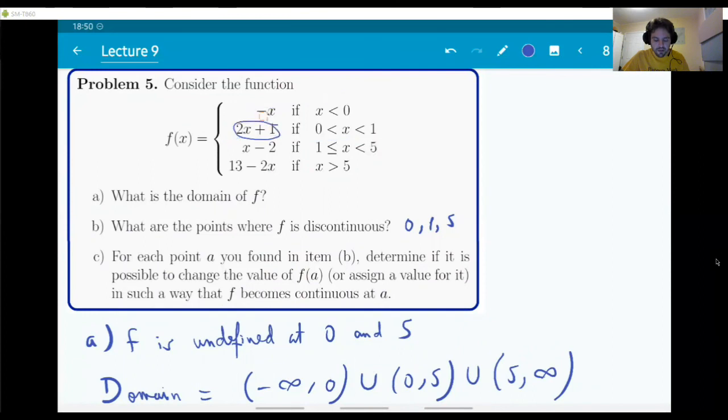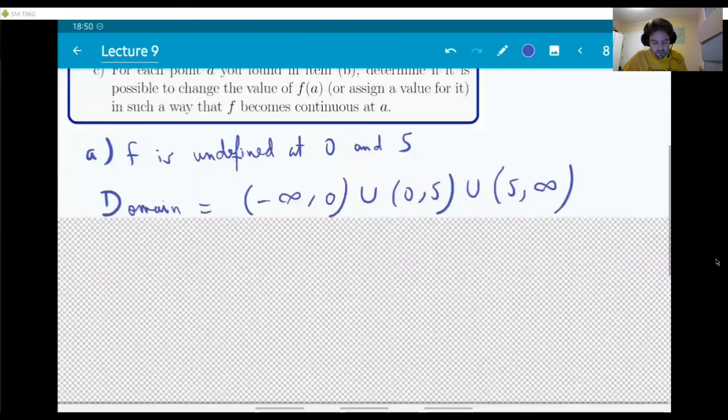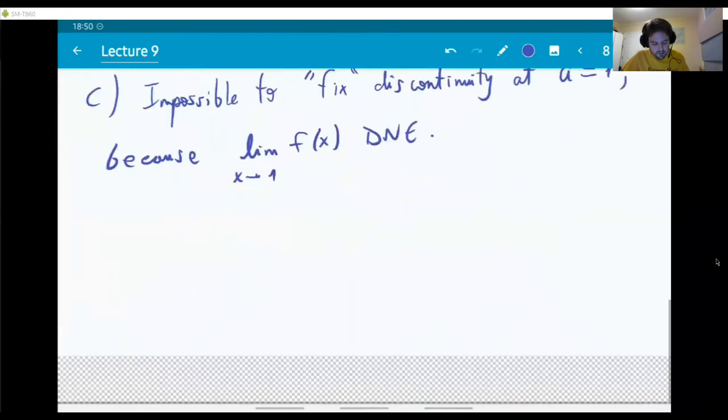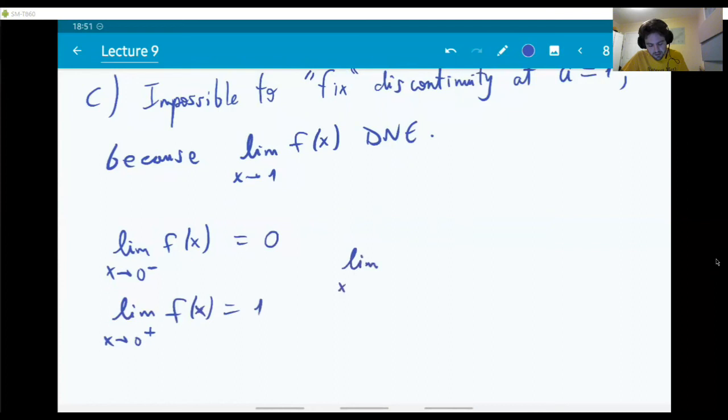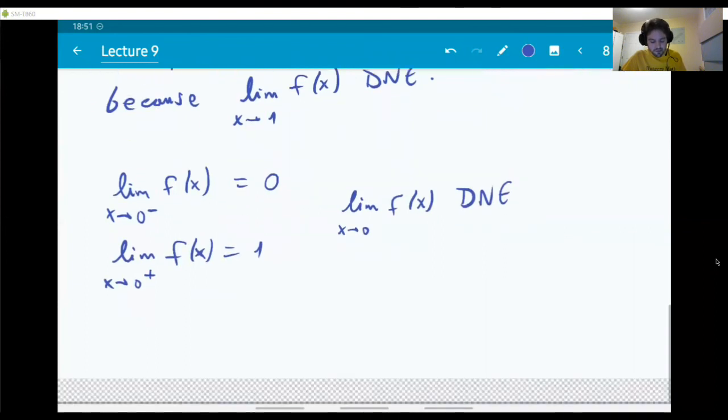All right, let's write this down. Just from looking at the expressions, the one-sided limits for 0 are also different, which means that the limit does not exist. So for the same reason as for the number 1, it's again impossible to fix.